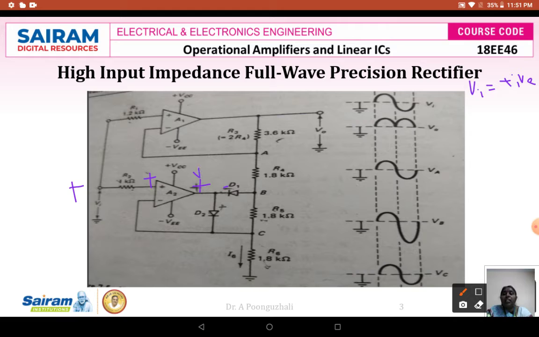So this I will take as your VO1. And this I will take as VO2, because this is your amplifier 2. So now my VO2 is also going to be positive. When VO2 is positive, my diode D1 is going to be in the reverse bias state. So here it will act like an open switch.